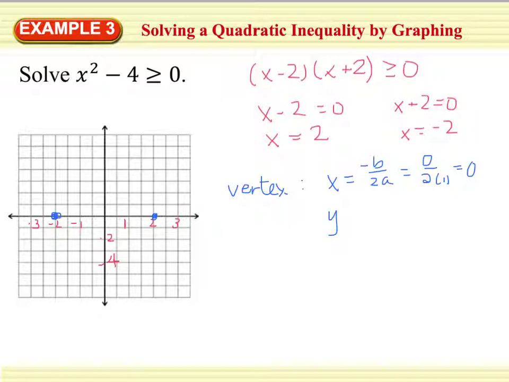So then when I go to solve for y, I end up with 0 squared minus 4, or y equals negative 4. So my vertex has the coordinate points 0, negative 4. So my graph then is going to look something like this.